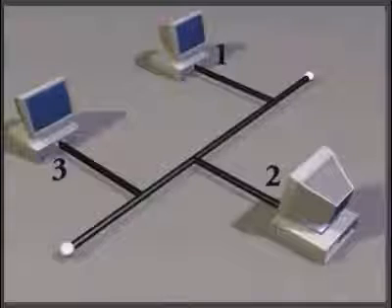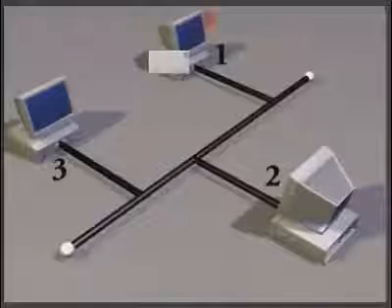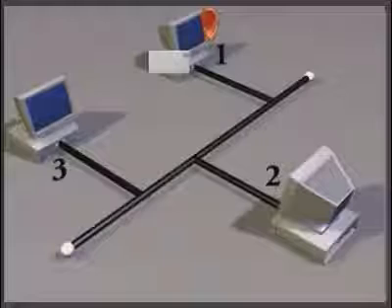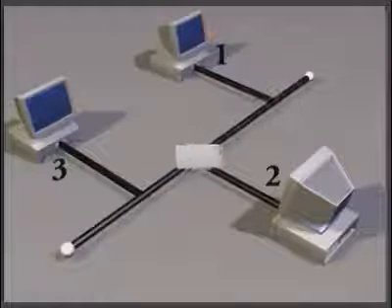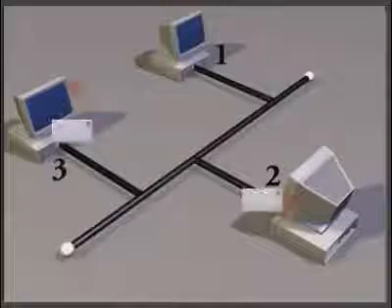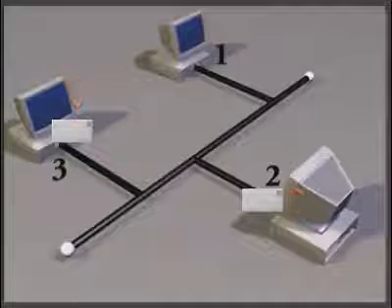In this example, computer 1 has a message to send on the network. It begins by listening to the wire to determine if it is being used. When the wire is free, the computer sends the message. Now suppose that computer 2 and computer 3 both have a message to send. They both listen to the wire, determine that it is free, and begin transmitting.